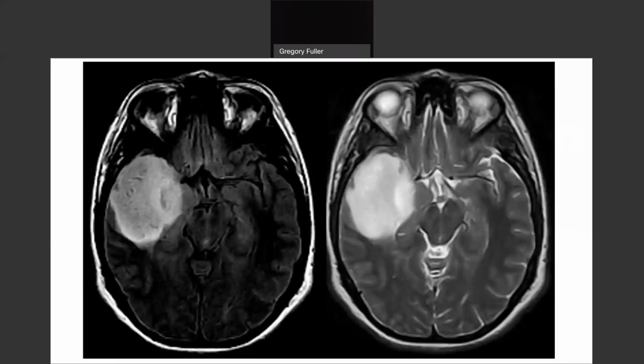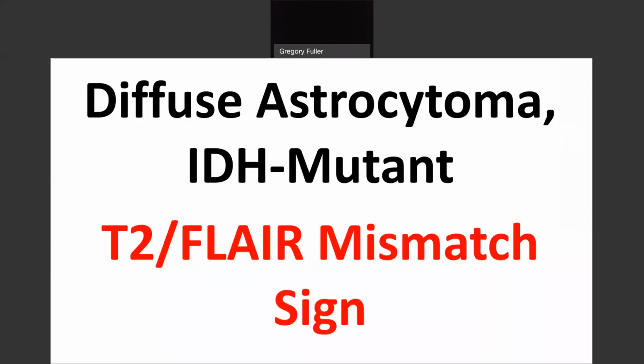I know many people in the audience know this. All right, yes. I got three in a row. Yep, absolutely. Dr. Harb, IDH mutant diffuse astrocytoma. All right, good job, Dr. Evans. Good job, Dr. Gilbert. All right, exactly right. What we're seeing here is the T2 flare mismatch sign of diffuse astrocytoma IDH mutant. Now have a look at this.